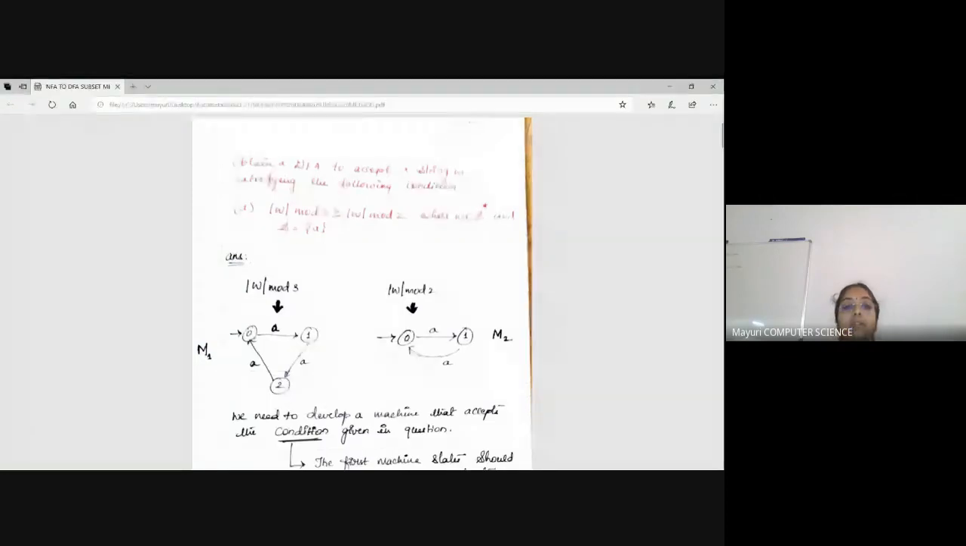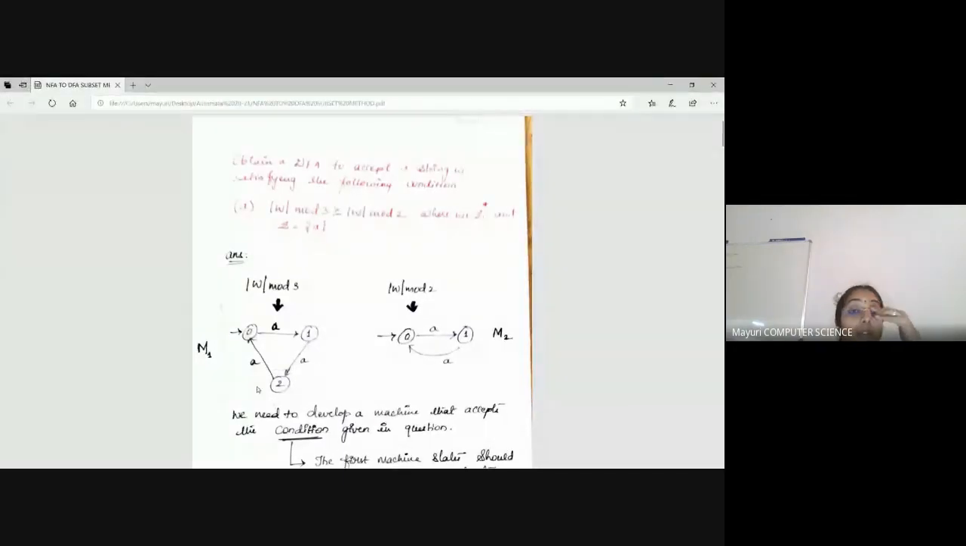So when you look at machine 1, mod 3 means strings whose length is a multiple of 3 are acceptable. Probably 0 is the final state actually, but when you combine these two machines according to the question given, the final states may differ. That's why I haven't mentioned any final state here, because the final state is dependent on the condition given. We will see the combined machine later.